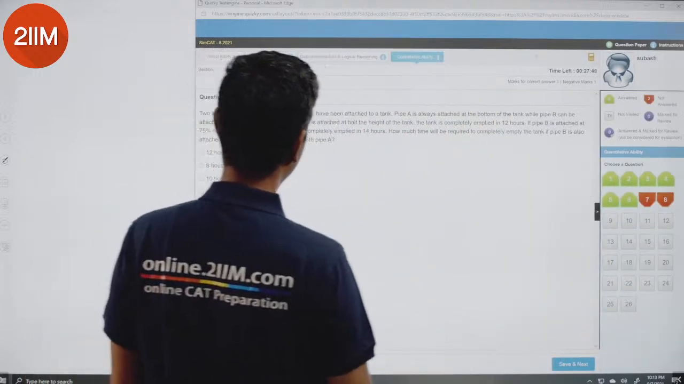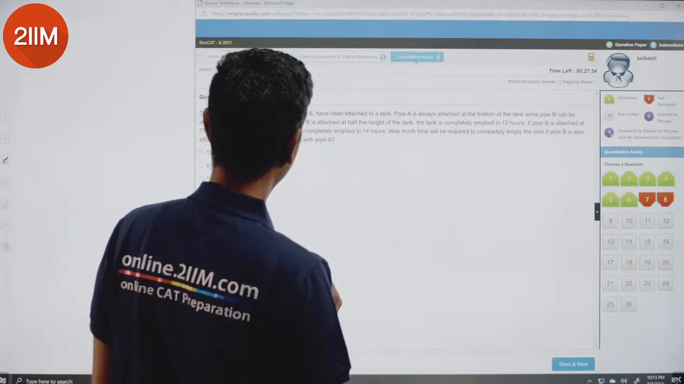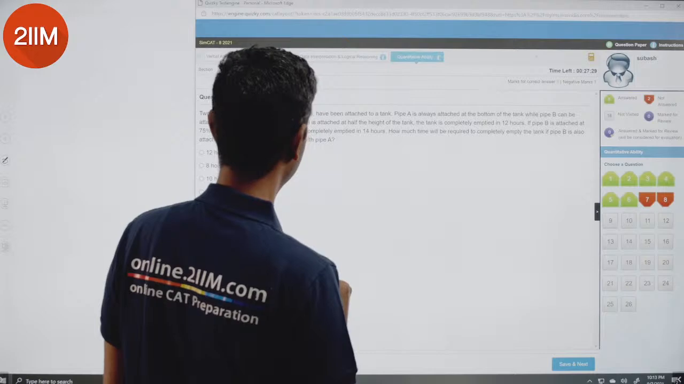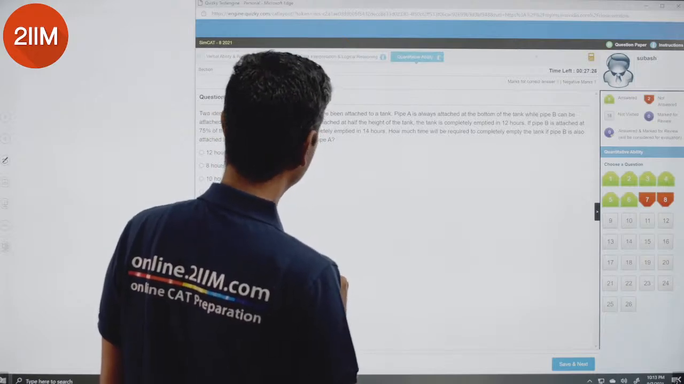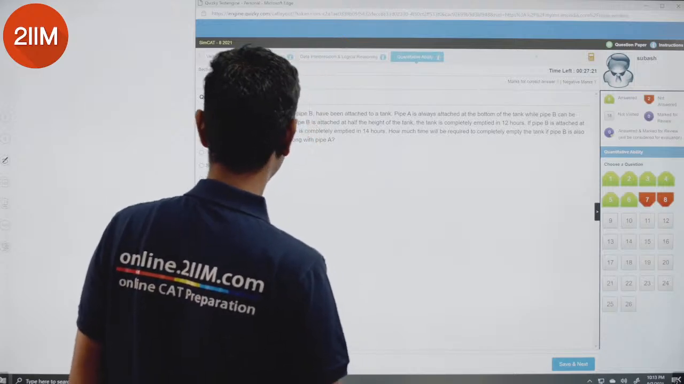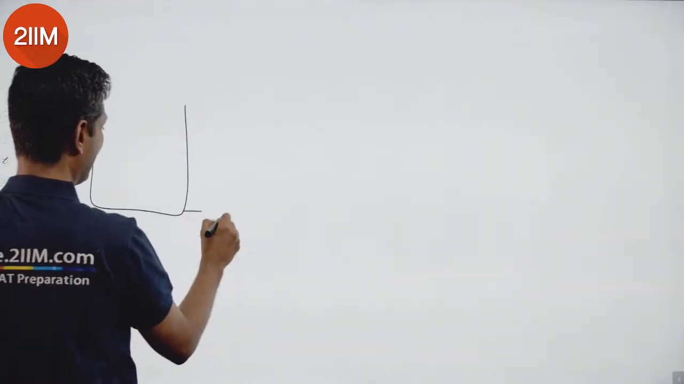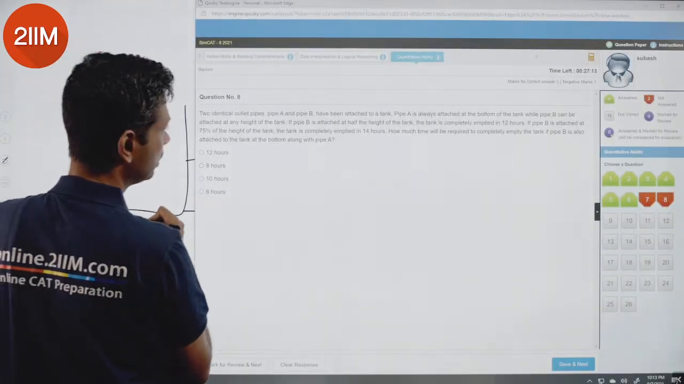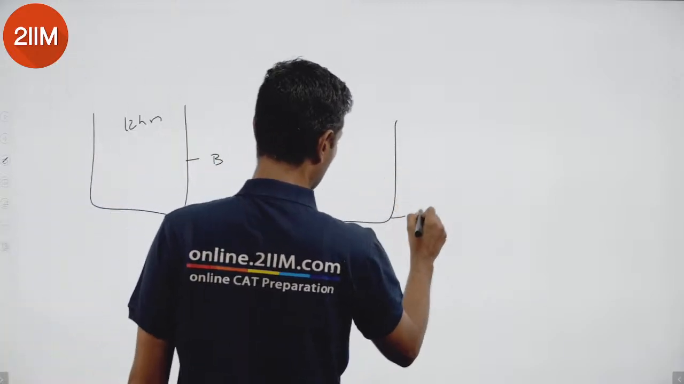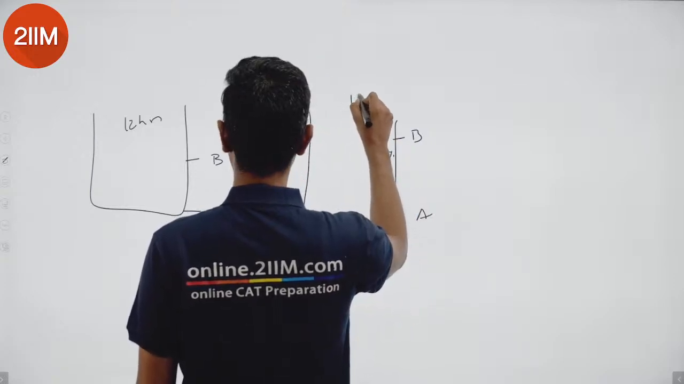Two identical outlet pipes A and B have each been attached to a tank. Pipe A is always attached to the bottom, while pipe B can be attached at any height of the tank. Pipe B is attached at half the height of the tank, the tank is completely emptied in 12 hours, while with pipe B at 75% of the tank, it is emptied in 14 hours. How much time will be required if pipe B is also attached to the tank at the bottom along with pipe A? Nice question, interesting question. So I want to try this. A here, B at half, this is 12 hours. A here, B at 75%, it takes 14 hours.